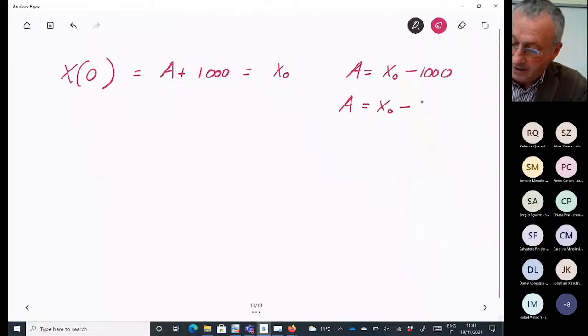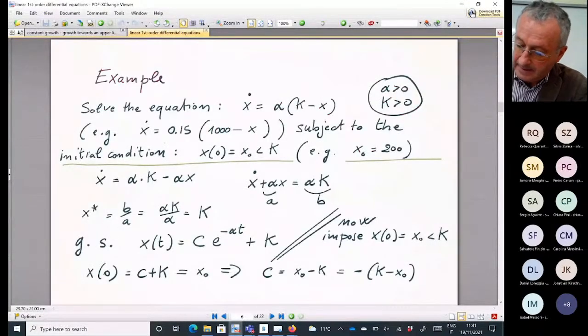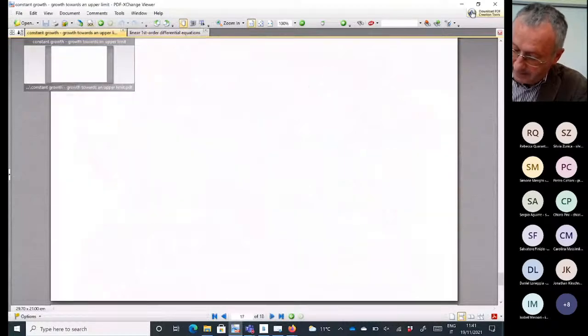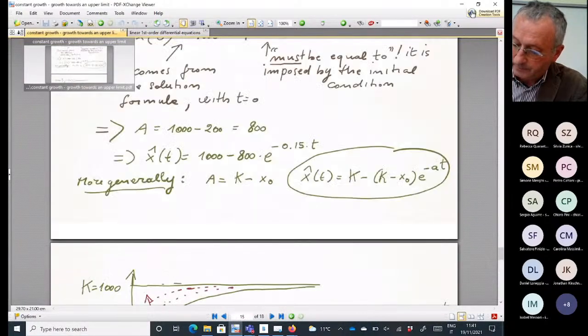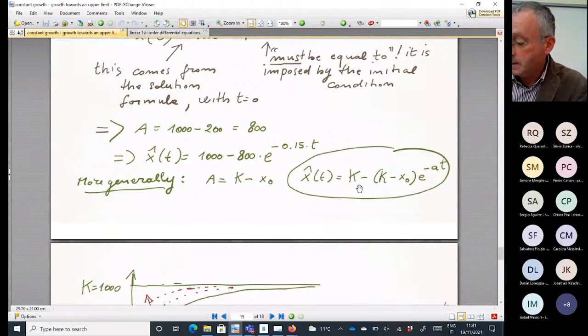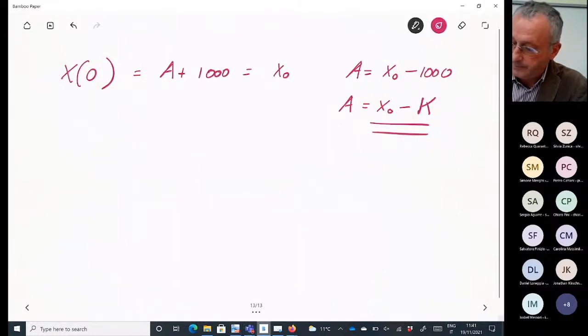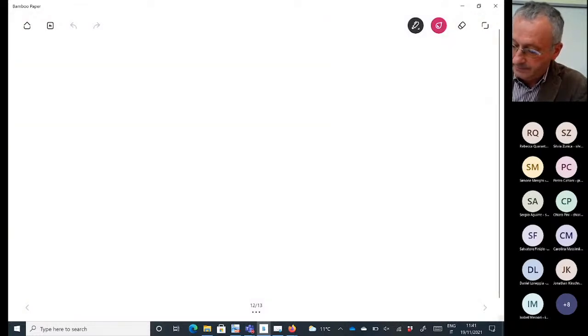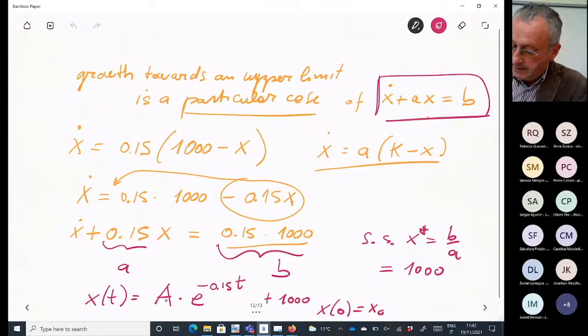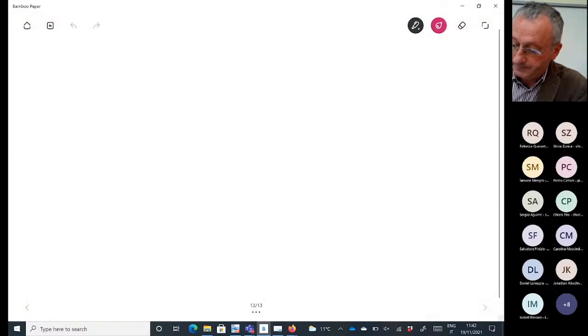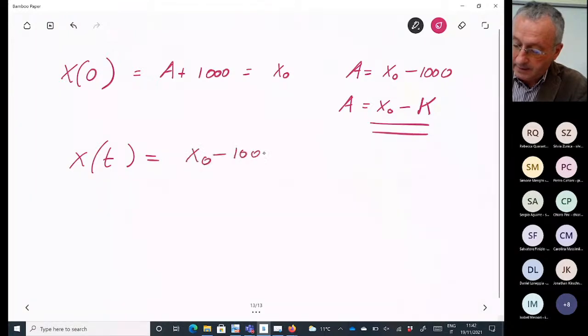More generally, A is equal to x0 minus the carrying capacity. And if you look at the solution formula that we found for the growth towards an upper limit, you see that it is the same because we had a minus sign here. So carrying capacity, 1000. Here we have minus k minus x0. In my solution, I have plus x0 minus k times exponential of minus at, okay? Which is exactly the same. So xt is equal to, replacing A, x0 minus 1000 times exponential minus 0.15t plus 1000.